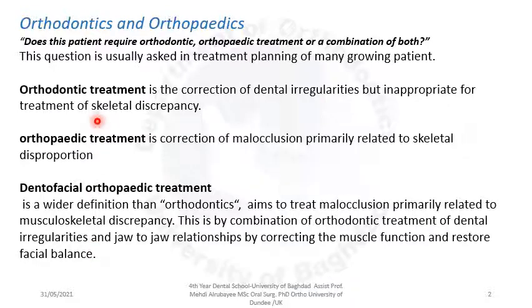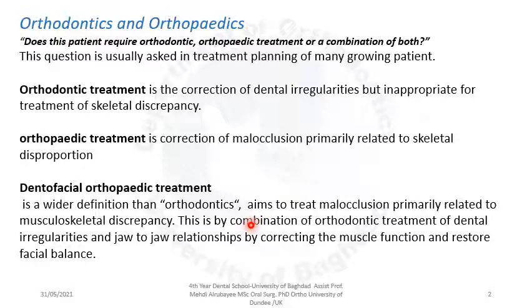Usually, when diagnosing an orthodontic patient, there is a question to be asked: does this patient require orthopedic treatment, or a combination of both? This question is usually asked in the treatment planning of many growing patients. Orthodontic treatment means the correction of dental irregularities, but is inappropriate for treatment of skeletal discrepancy. On the other hand, orthopedic treatment is the correction of malocclusion primarily related to skeletal disproportion.